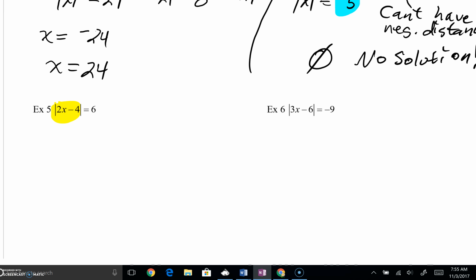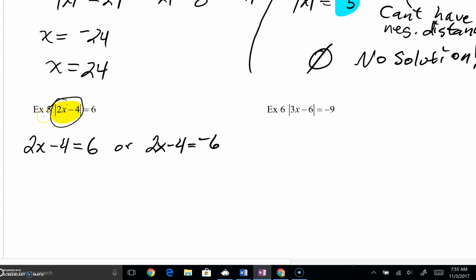2 bars mean 2 equations. You will take 2x minus 4 and set it equal to 6, or 2x minus 4 could equal -6. Because what we're seeing is that distance of this yellow expression right here, we could be 6 steps to the right of 0 or 6 steps to the left. 2 bars means set up 2 equations: set the original expression equal to the positive number, then to the negative.